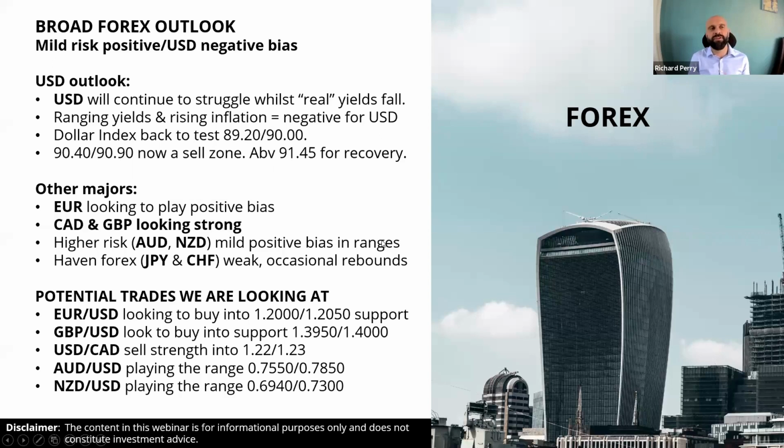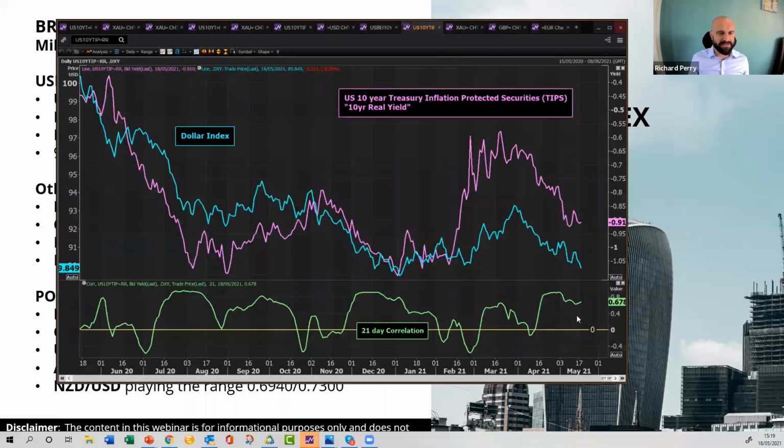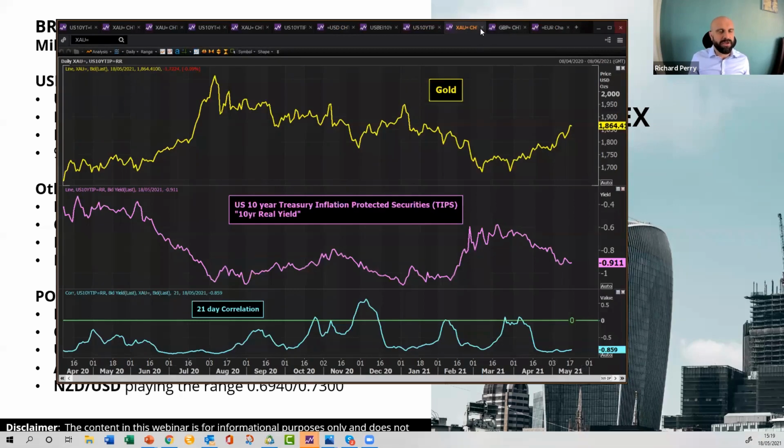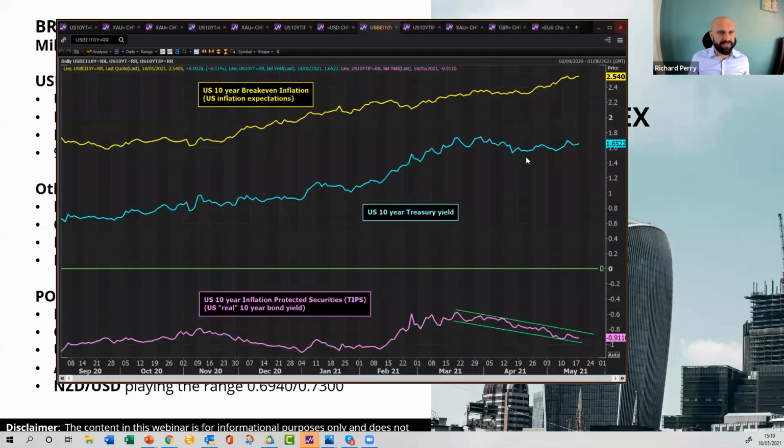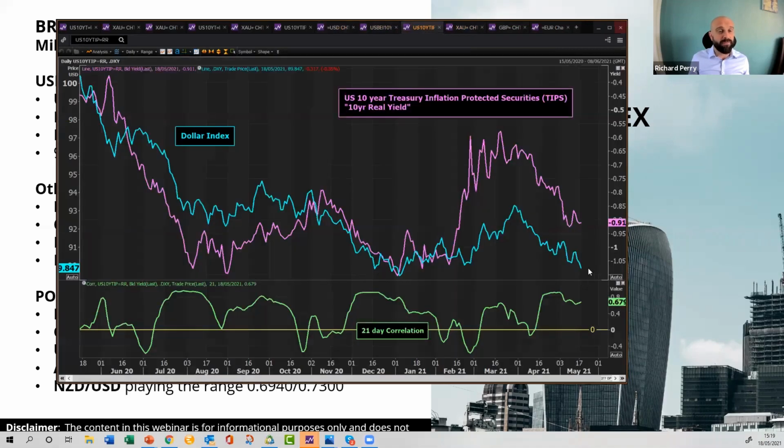Okay, so looking at the Forex outlook, what we have is, as I said to you, I think the dollar will continue to struggle and continue to be underperforming and to sell off whilst the real yields are falling. And you can see this. I sort of show it on, what's the one that shows it best? This one, not this one. Okay, is this one? Sorry.